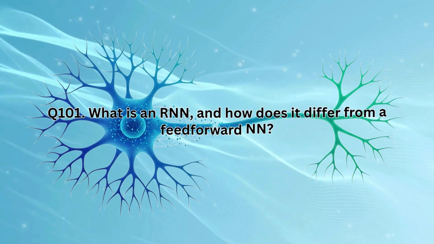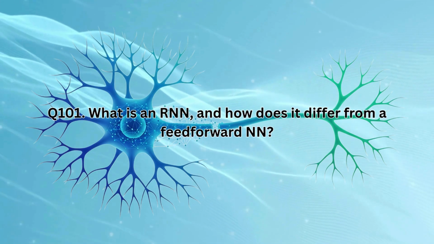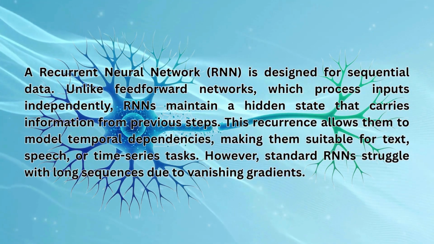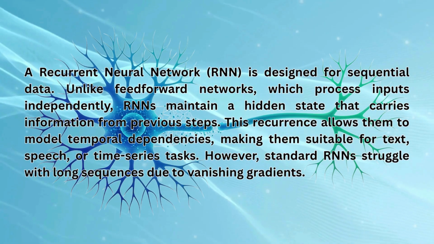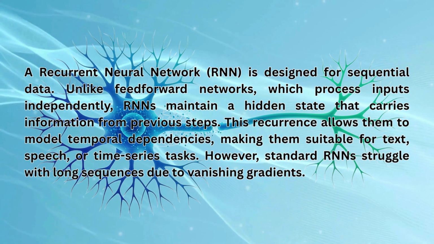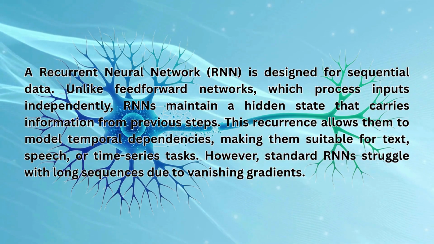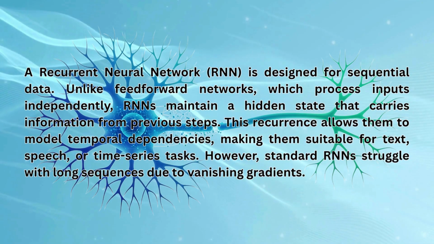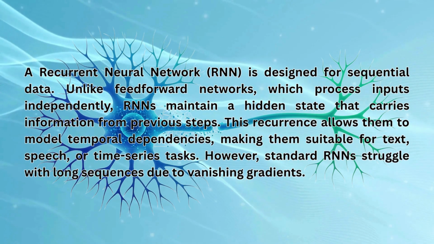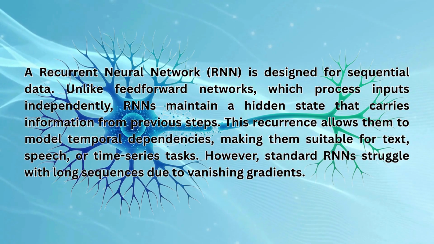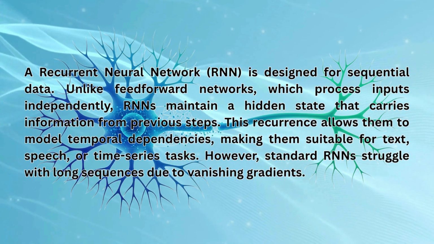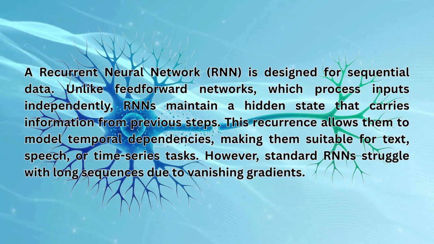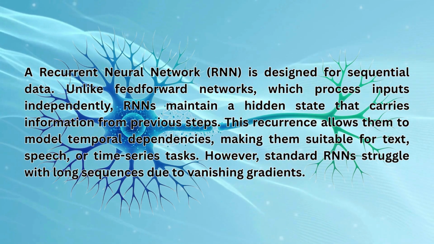What is an RNN, and how does it differ from a feed-forward NN? A recurrent neural network, RNN, is designed for sequential data. Unlike feed-forward networks, which process inputs independently, RNNs maintain a hidden state that carries information from previous steps. This recurrence allows them to model temporal dependencies, making them suitable for text, speech, or time series tasks. However, standard RNNs struggle with long sequences due to vanishing gradients.